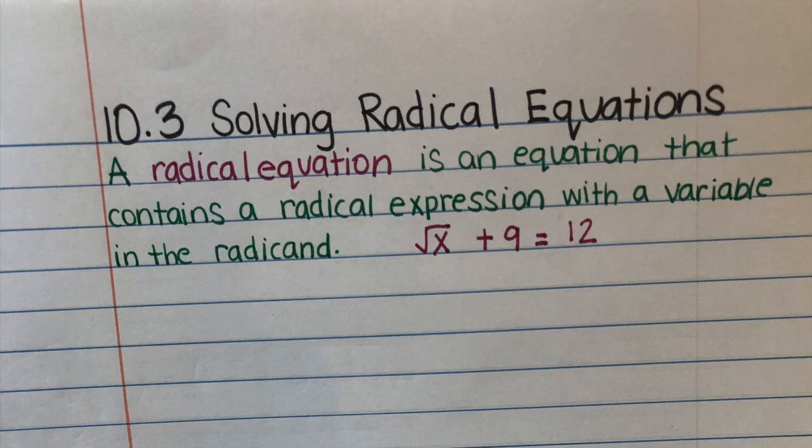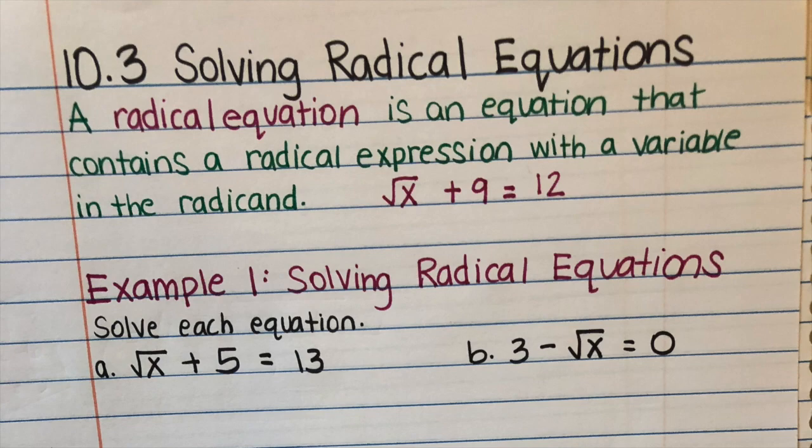So, a radical equation is just any equation that contains a radical expression. So, it has the square root or the cube root, and within that radical, they have a variable. To give you an example, here is a radical equation: the square root of x plus 9 is equal to 12.